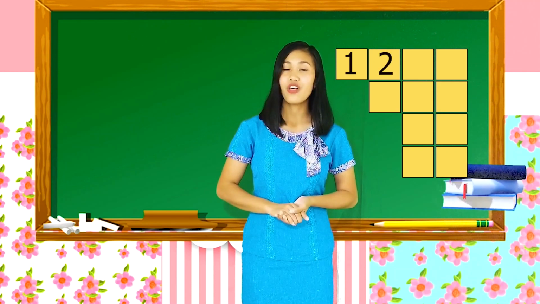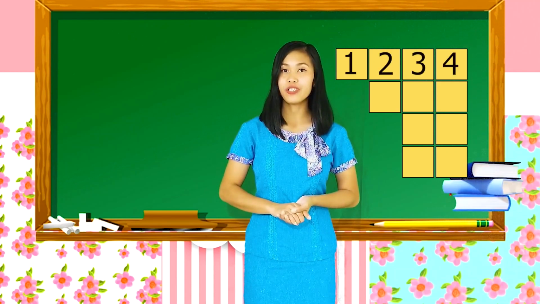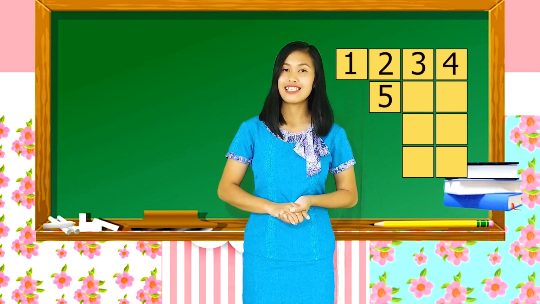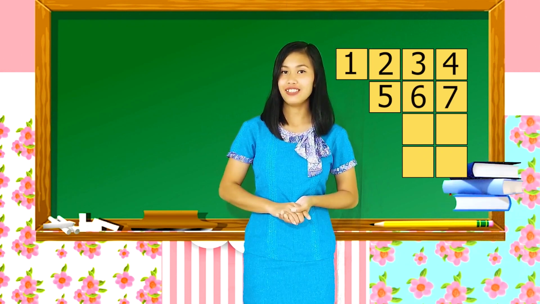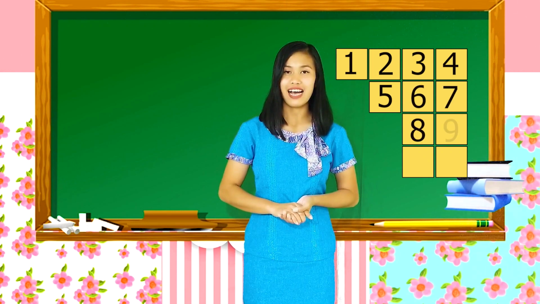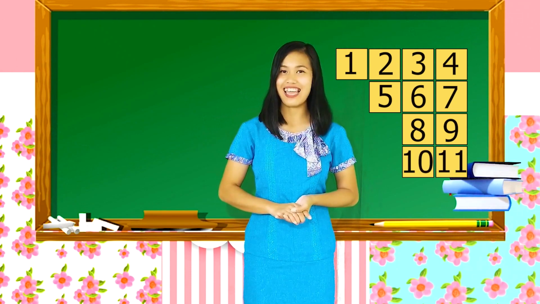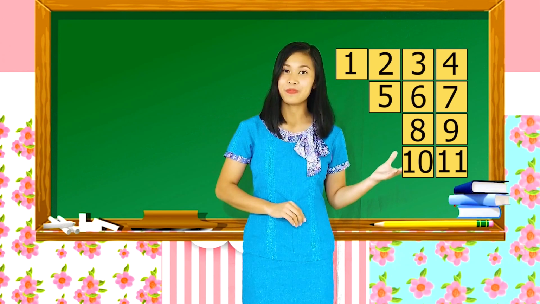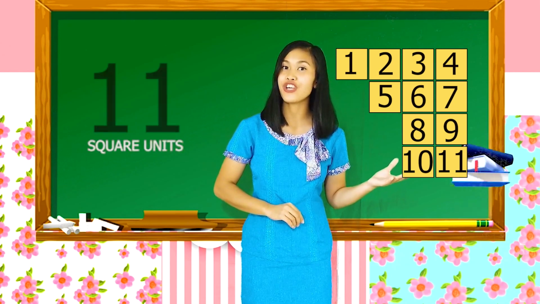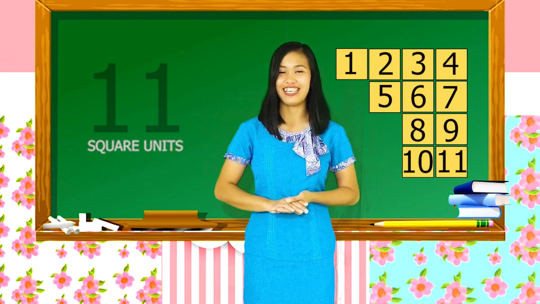Very good. Let's count. 1, 2, 3, 4, 5, 6, 7, 8, 9, 10, 11. So what is the area of this shape? 11 square units. Very good.